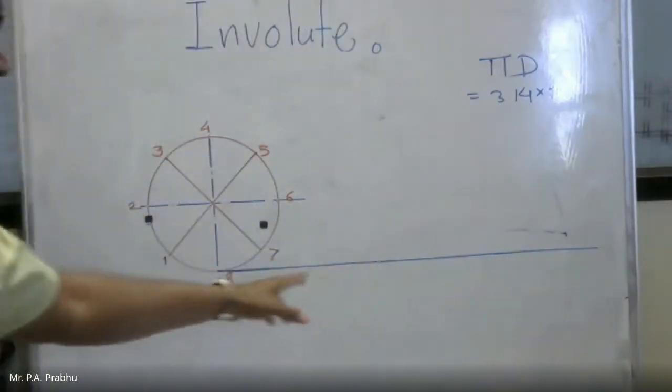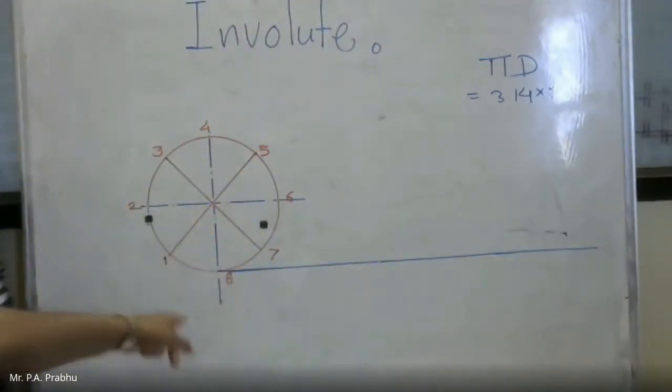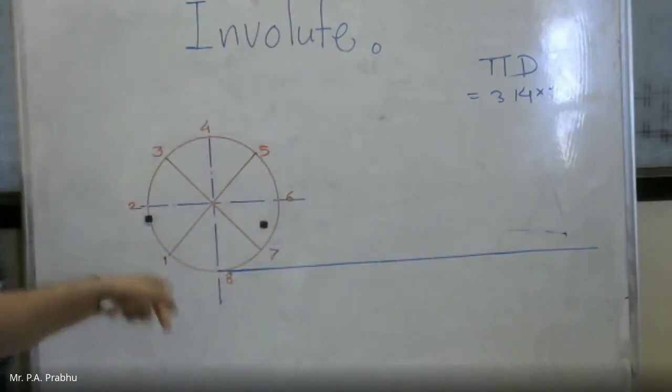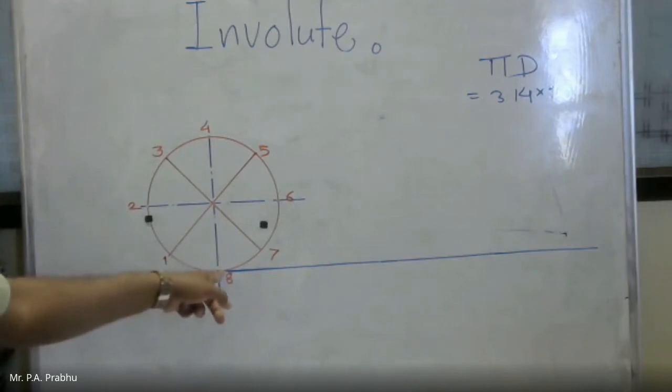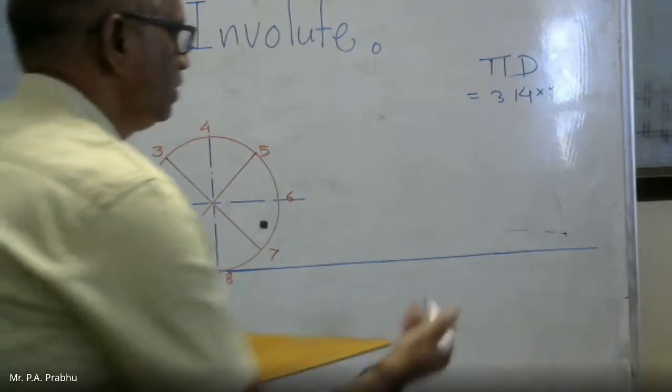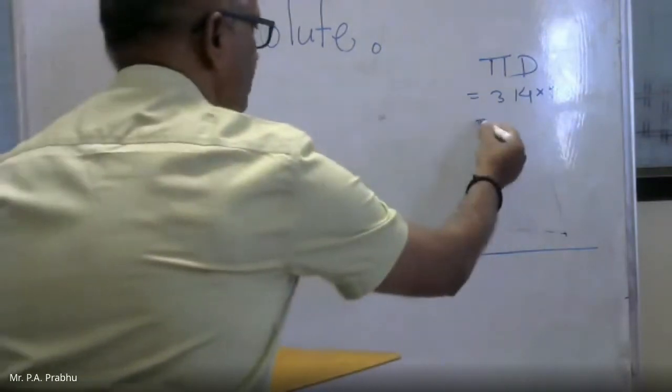So we have assumed that this is the string. One end is attached at this point and it is completely wound. So the other end will also overlap at this point. So mark the total length, whatever may be the length.